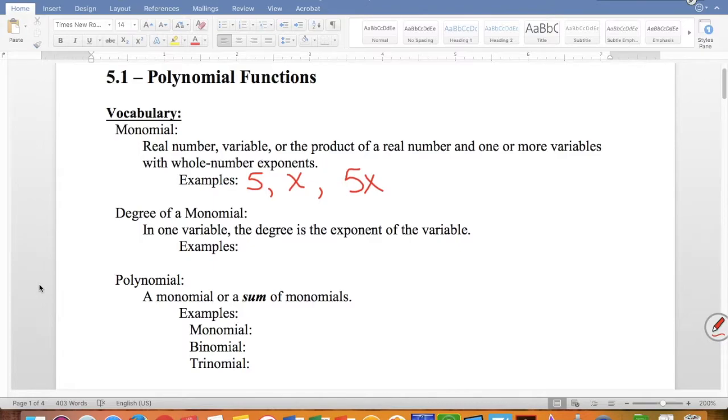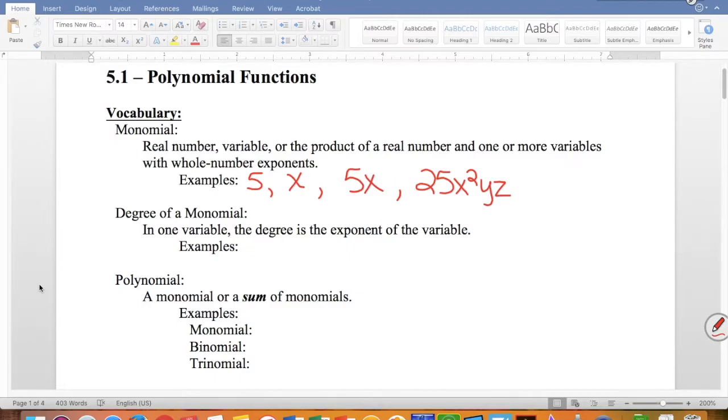Okay, it's never any addition or subtraction, it's always a product of real number and one or more variables with whole number exponents. So I may have something along the lines of 25 x squared y z, and that is also a monomial, even though we have lots of different things in it. We have a constant, we have an x squared, we have a y, we have a z, but they're all multiplied together. So those are all examples of monomials, no addition, no subtraction.